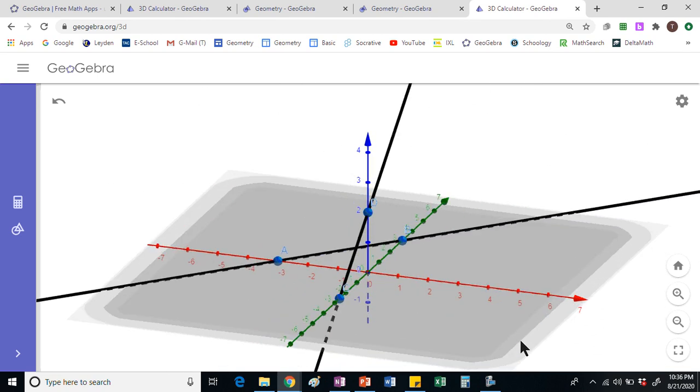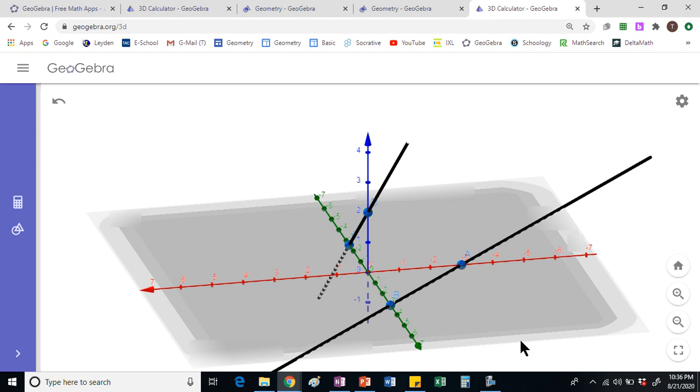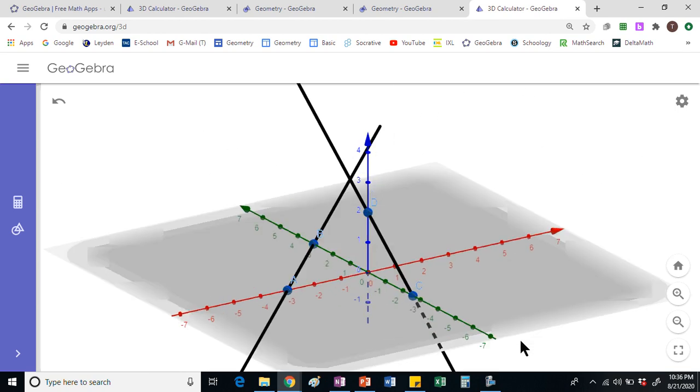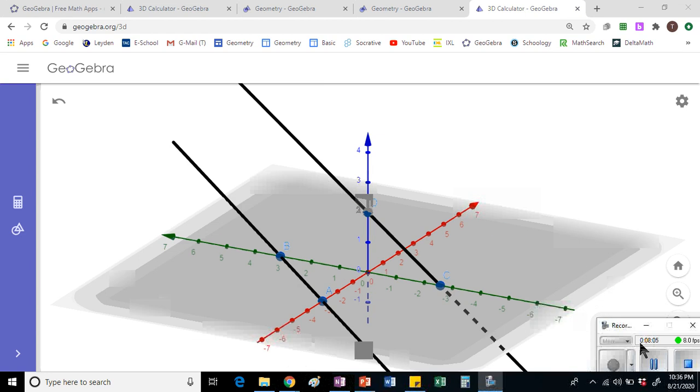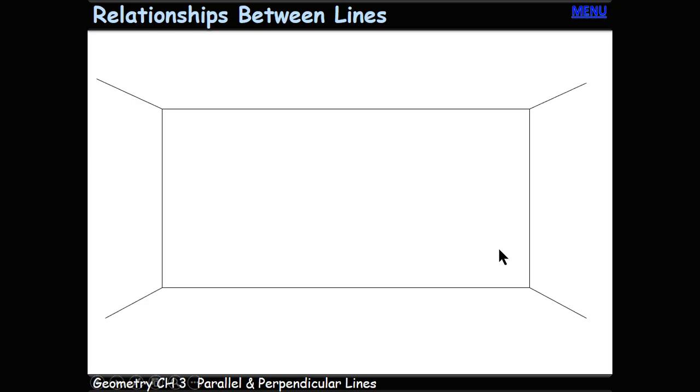They pass by each other without touching. They're passing by each other in different planes. That is what skew lines are. So skew lines are lines that don't touch but are still not parallel. In order to see skew lines, we have to be looking at something of a three-dimensional picture.